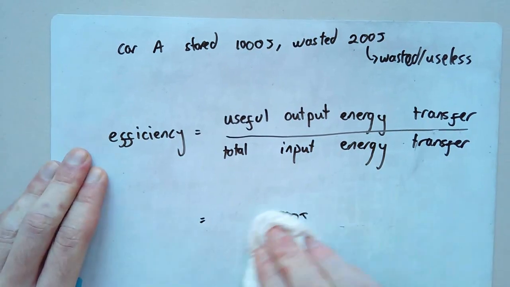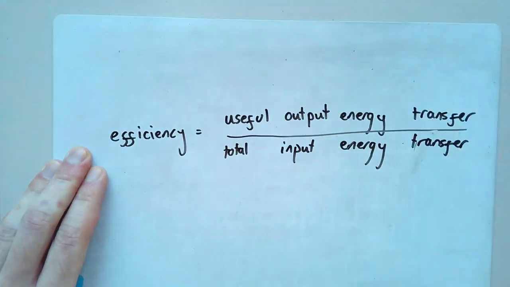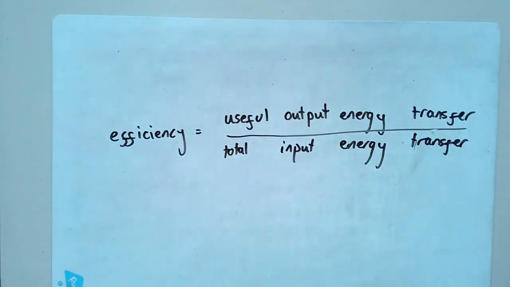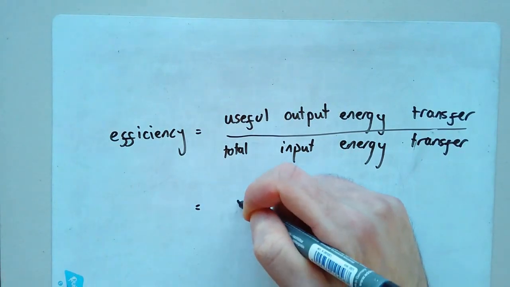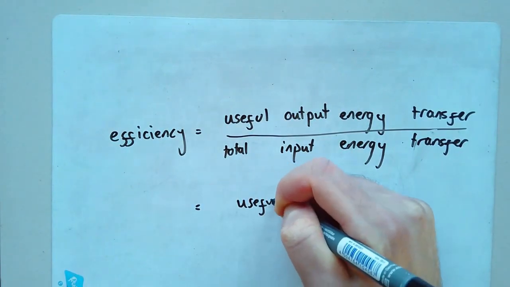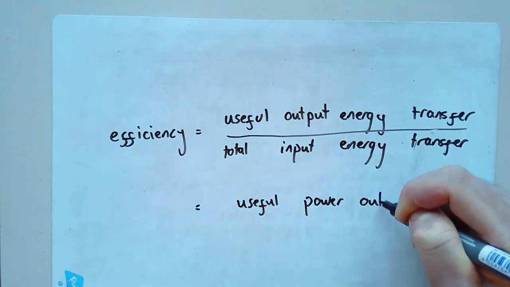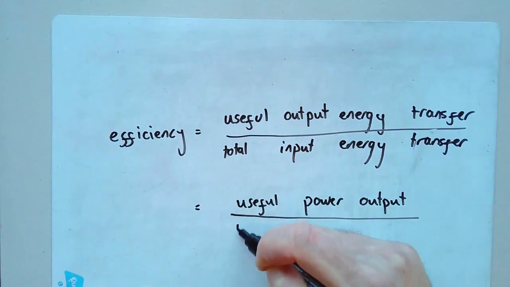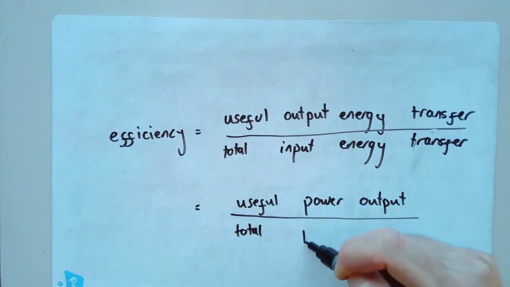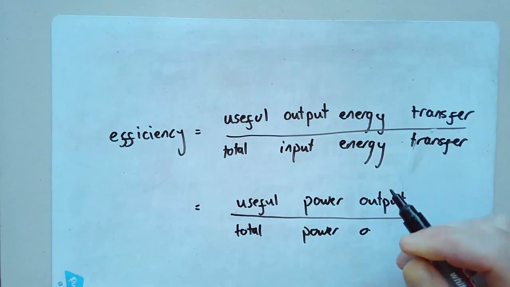Now at the beginning, I said to you that there is potential to say that this is two equations, and indeed in your syllabus it is written as two equations, because you could also write it as, or you'll also sometimes see it as useful power output divided by total power input.